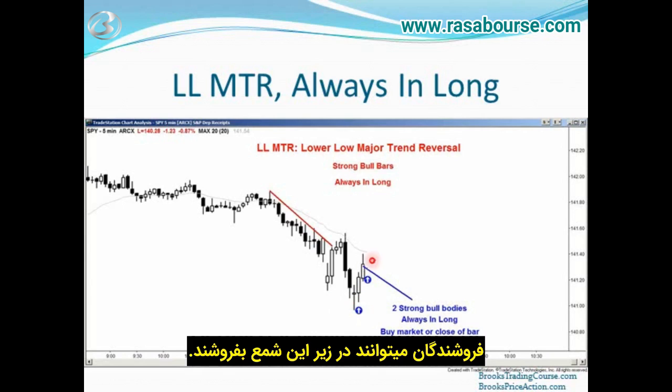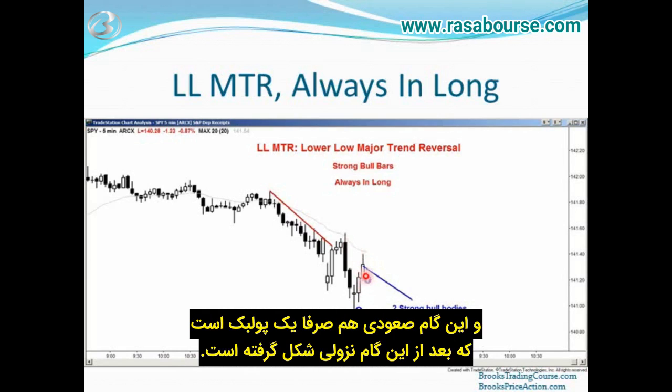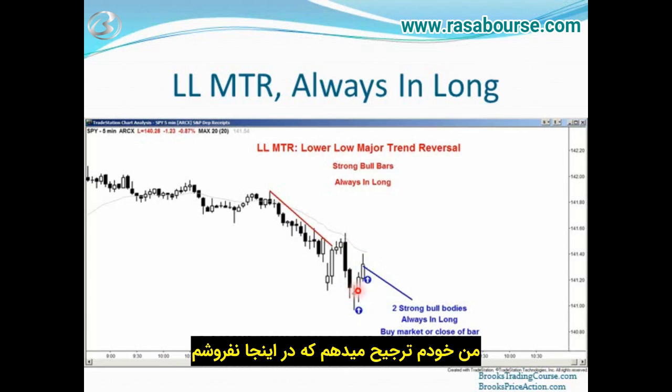For the bears, they might short below this bar, thinking that it's another lower high in a bear channel, and that it's simply a pullback from this strong bear breakout to a new low of the day. I personally would not take the short because we're getting far too many bull bodies, far too much buying pressure.